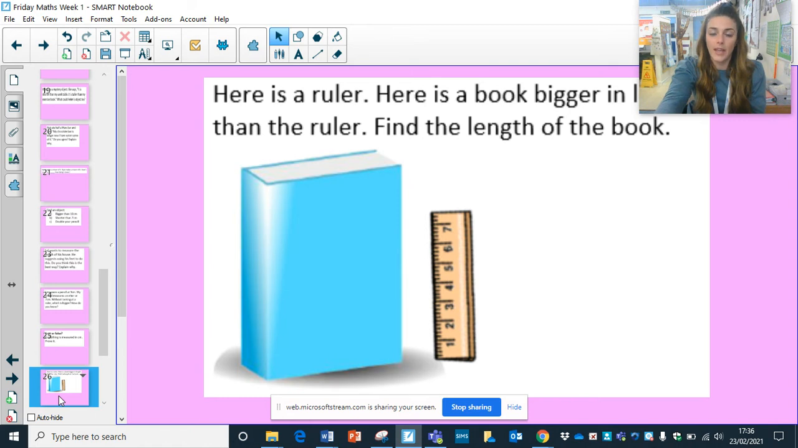Here is a ruler. Here is a book, bigger in length than the ruler. Find the length of the book. So it's already got you some measurements here. So have a little think. How can you estimate roughly how big the book is, or what could you do to work out the length of that book or the height of that book?